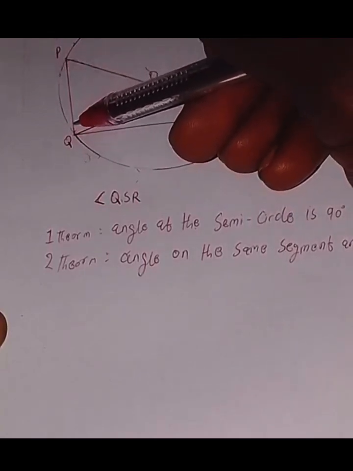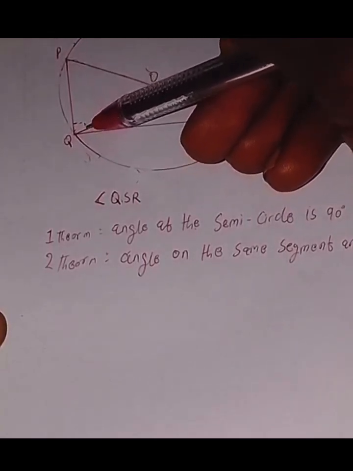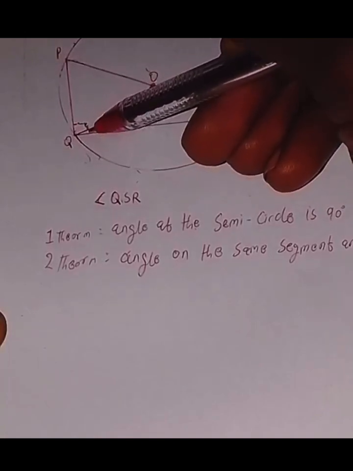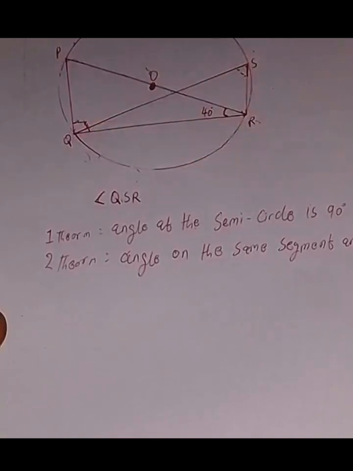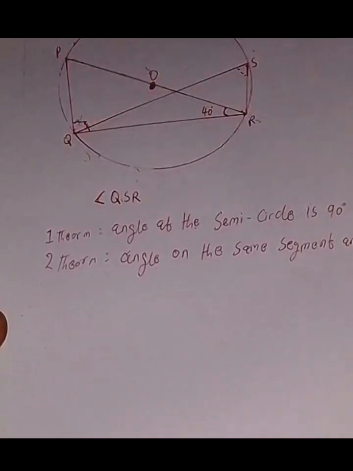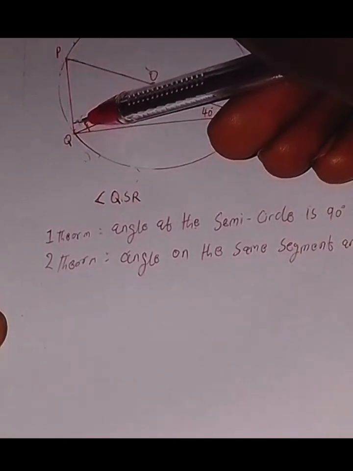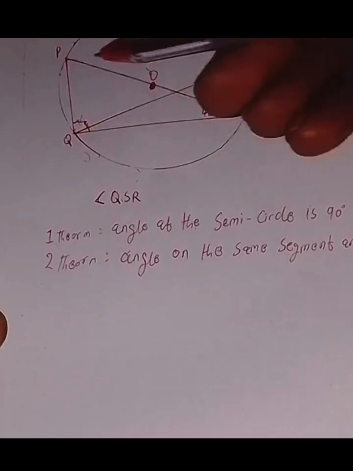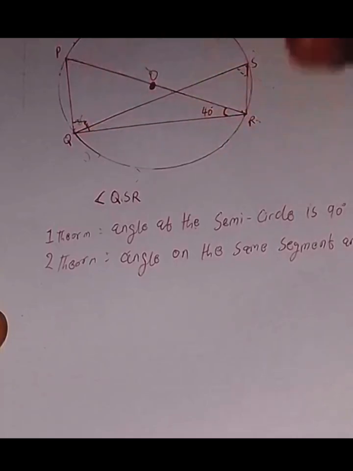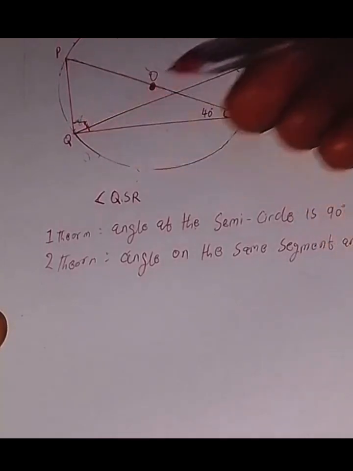So it means the angle here is in a right-angled triangle, which means this is 90 degrees. The angle here is also 90 degrees. So it makes our work easier. We know we have two 90s in 180.